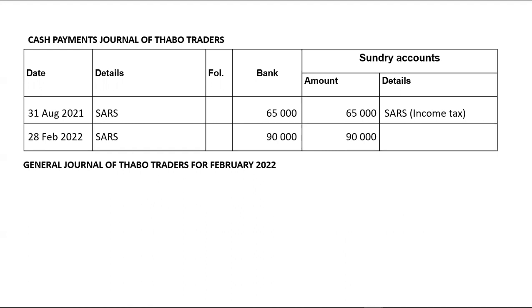Note that so far we have made prepayments worth 155,000 to SARS. That is for tax that we haven't even yet incurred. Moving right along.